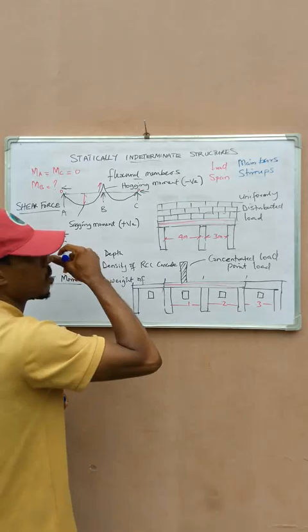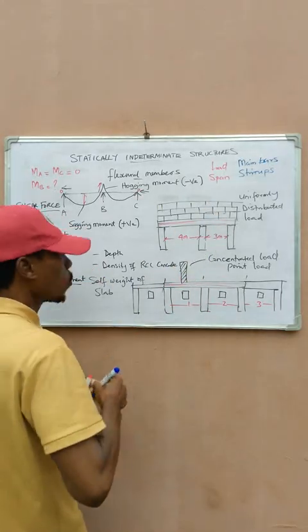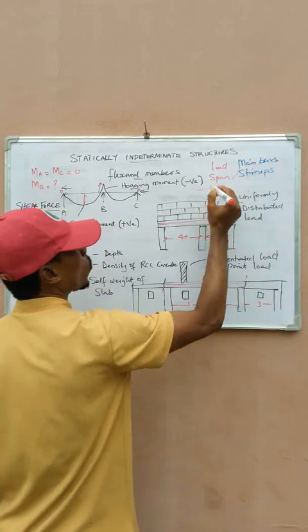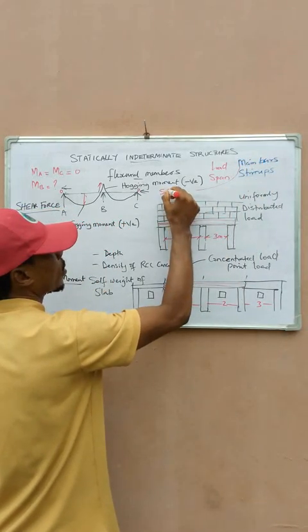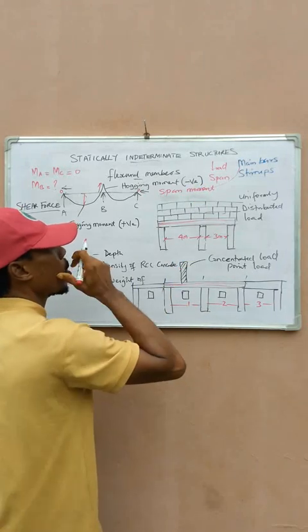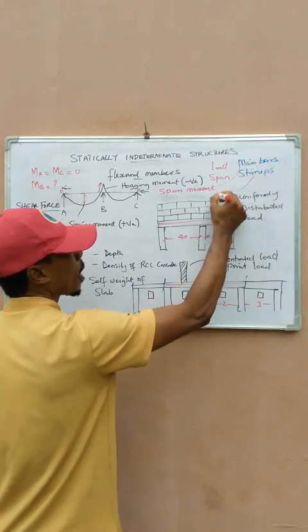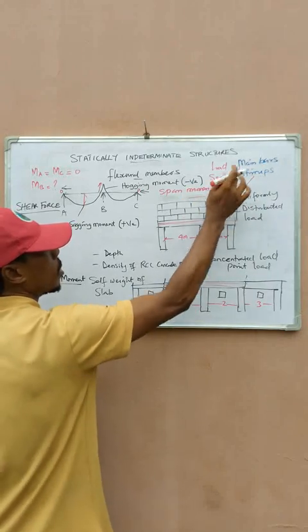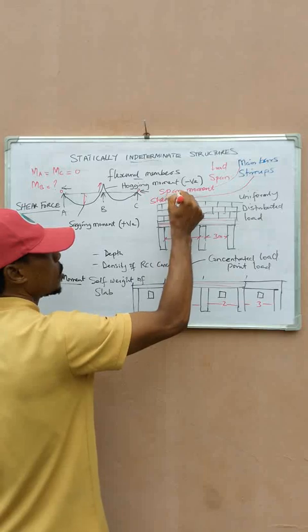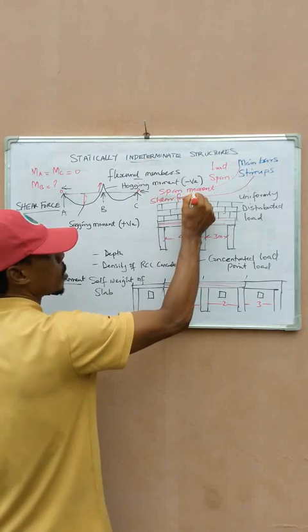Now understand that for us to look at the main bars, we must consider the span moment. For us to look at the stirrup, we must consider the shear forces.